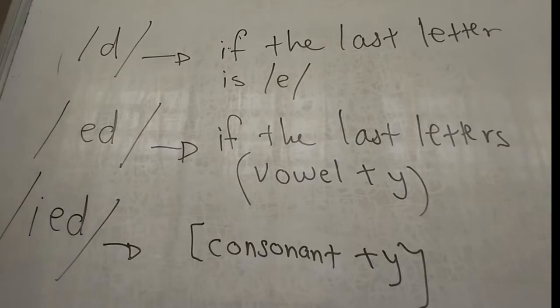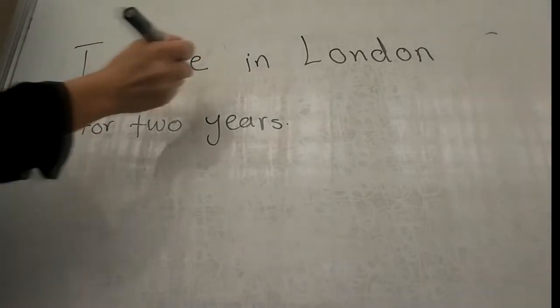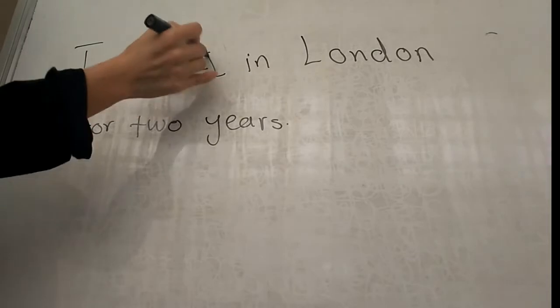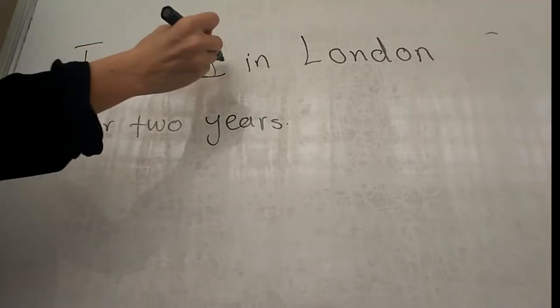So now let's look at the second part of today's lesson, which is, let's look at this. I live in London for 2 years. So in this case, what we need to do is that we just need to look at the verb. We need to look at the last letters of the verb. So the last letter in here is E. So what we do, we just add D. And it will be lived. I lived in London for 2 years.